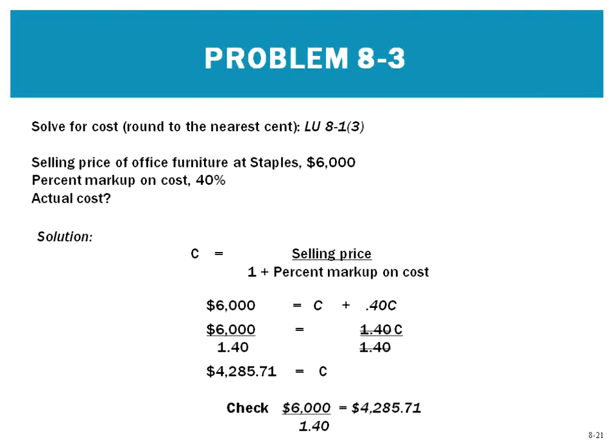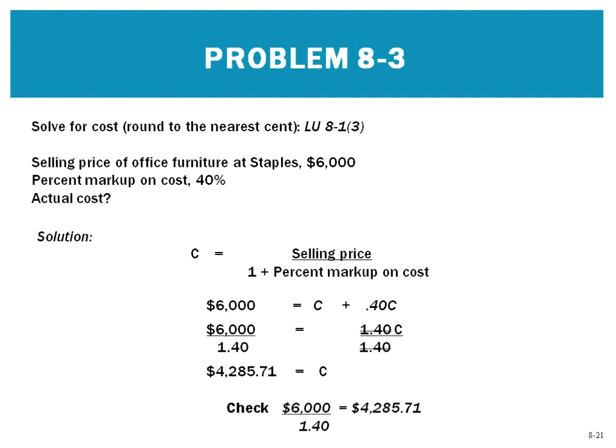All right, problem 8.3. Solve for cost. Okay? The selling price is $6,000. Percent markup on cost is 40%. So what is our cost? Okay, let's talk about percents first. Our cost we know is 100% because it's percent markup based on cost. I'm sorry, our cost is 100%. Our markup is 40%. So our selling price has to be 140%. 140% in decimals is 1.4.